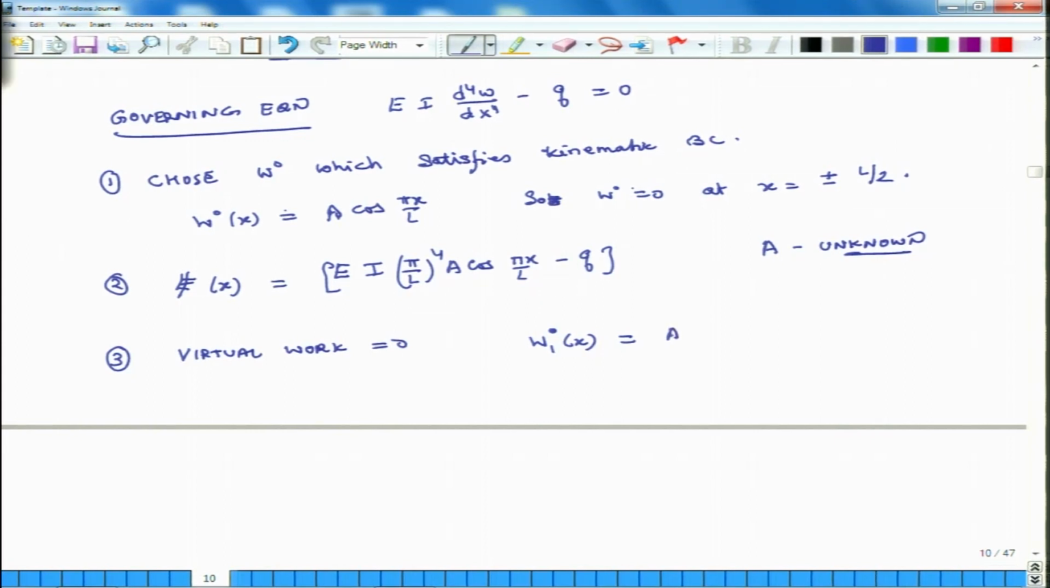I will use a similar function, cosine pi x over L, because I will use the special Galerkin method where the nature of virtual displacement and actual displacement is same. Okay. So, I say that W1 of x is equal to, let us say A1, its amplitude, cosine pi x over L. Now, this virtual displacement also satisfies all the kinematic boundary conditions. So, this is fine. Okay. This is because I am using the special Galerkin method.